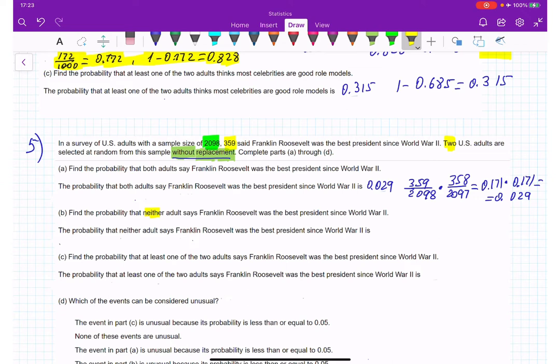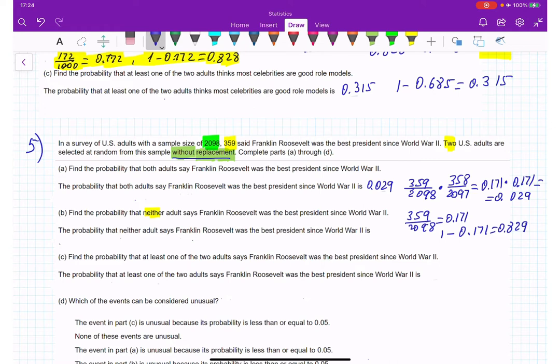Question B. Find the probability that neither adult, none of them, says that Franklin Roosevelt was the best. Well, if it's neither, we know the first one, if it says, is 359 over 2098, which is equal to 0.171. Then for neither, we take 1 minus 0.171, and it's going to be 0.829. Okay? And this will be neither.